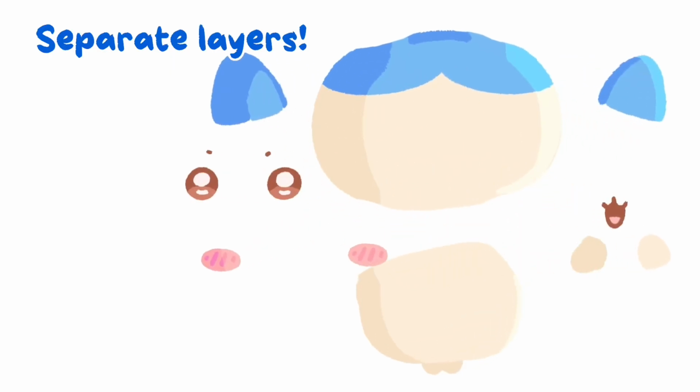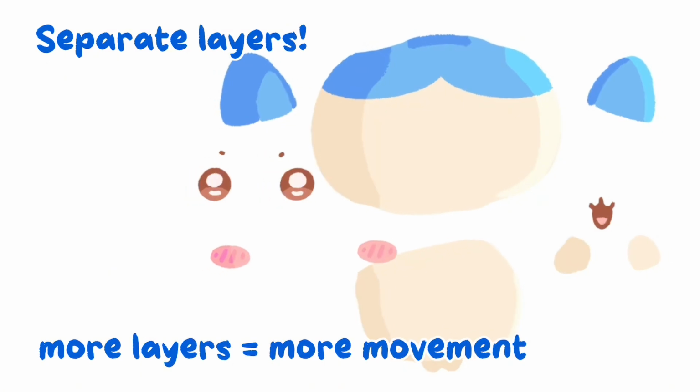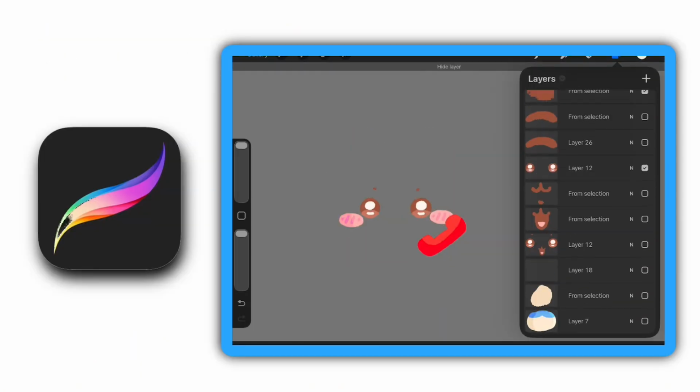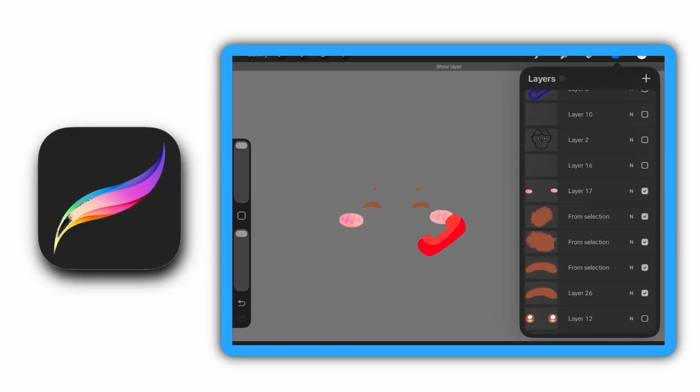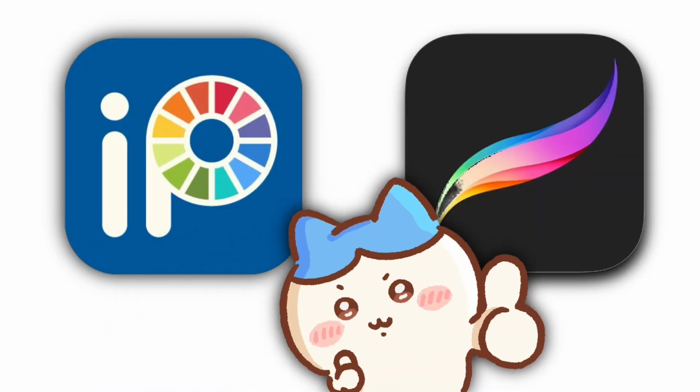Make sure to separate your layers into parts like this. The more layers you have, the more movement you'll be able to create, and as a result, the smoother your animation will be. I use Procreate to separate my layers, then export them to my camera roll with a transparent background. You can also use Ibis Paint though, because that's a free option, but both are great.